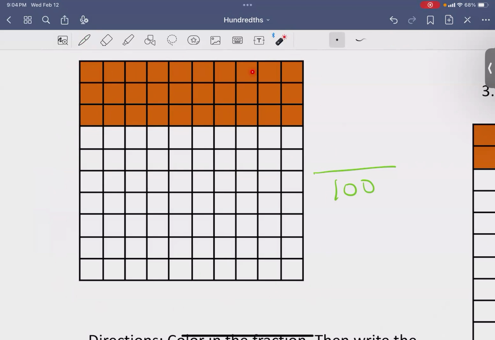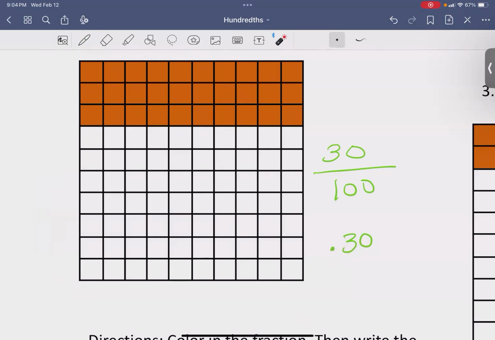There are 30 mini squares within the big square that are colored in orange. So we say we have 30 hundredths written as a fraction. As a decimal, we say 30 hundredths.